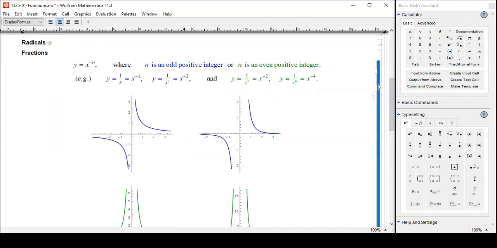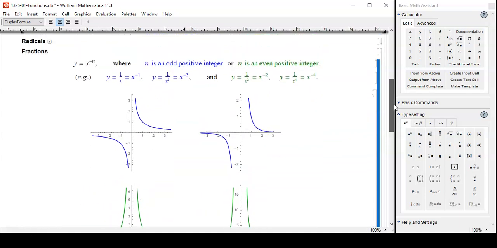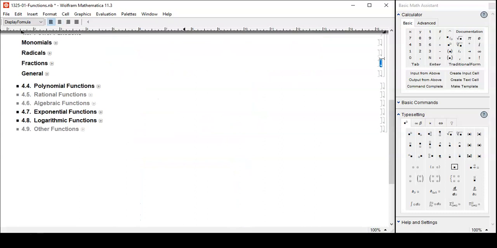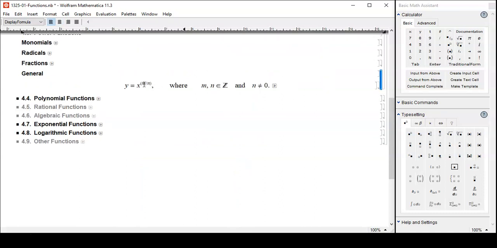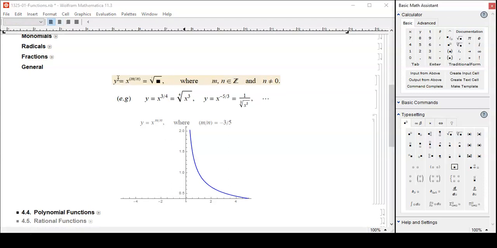Fractions are also powers. Whenever you have a negative power, we have a power in the denominator, so we have a fraction. In that case, denominators cannot be 0, so you have a vertical asymptote forming around x equals 0. And in general, we have x to the m over n power. That, as a matter of fact, is the nth root of x to the m power. And in this case, we consider positive x values only.